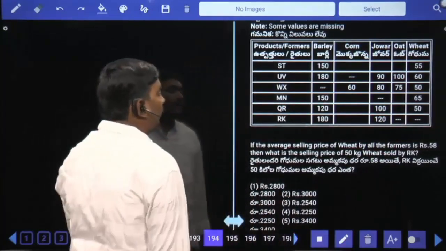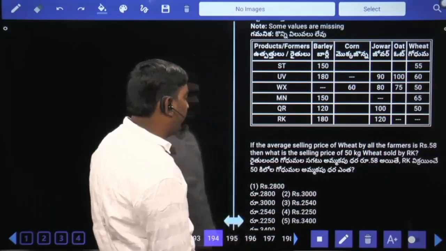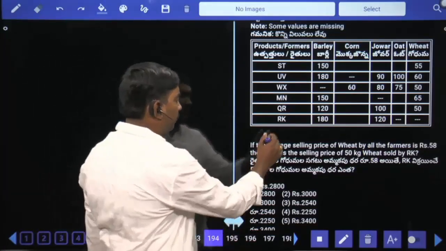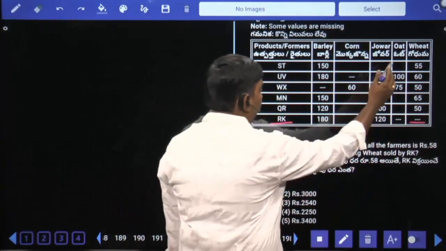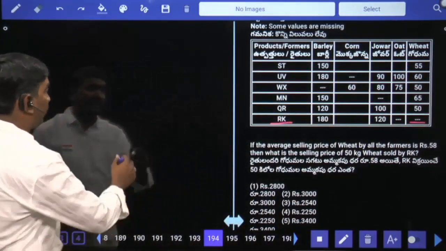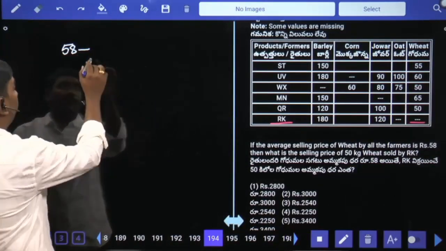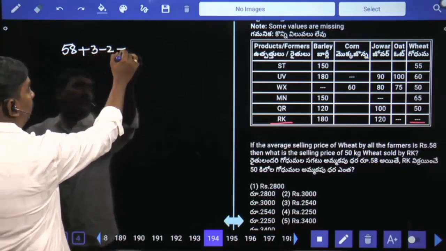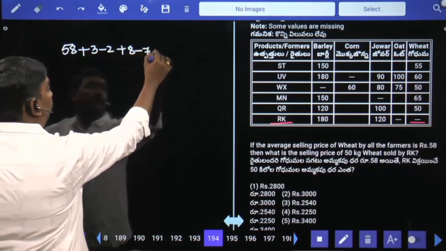Next, if the average selling price of wheat by all the farmers is 58, then what is the selling price of 50 kg of wheat sold by farmer RK? Farmer RK is how much? Average selling price given as 58. Then farmer RK would also be 58 if the remaining farmers were 58. But the first farmer is 55 only. Second one is 60. Third one is 50. Fourth one is 65. Fifth one is 50 only.